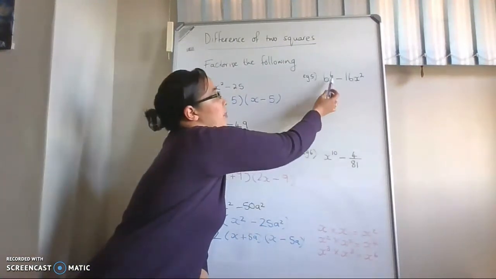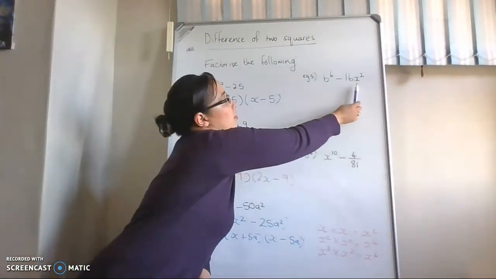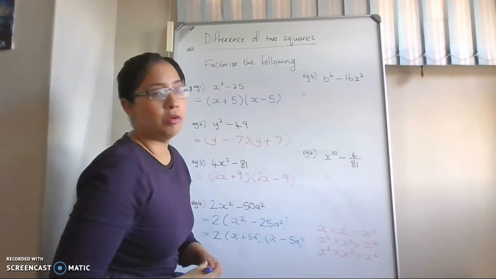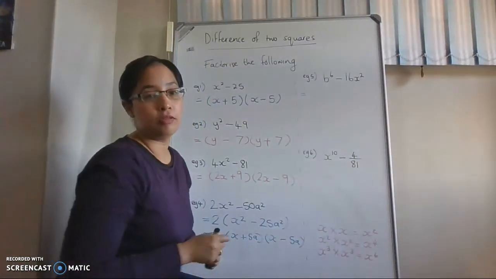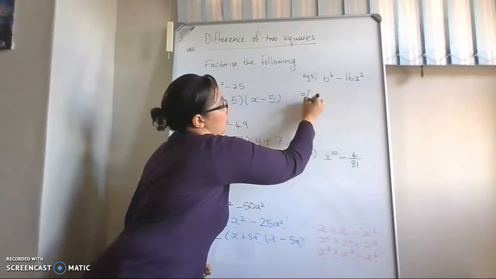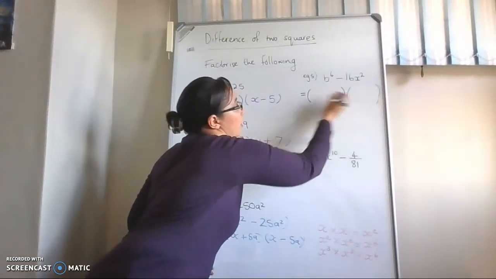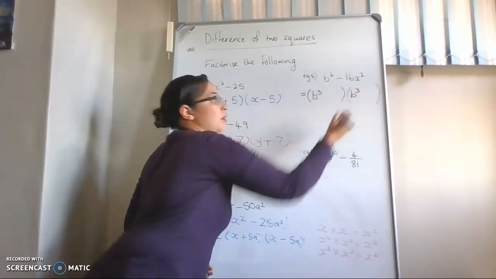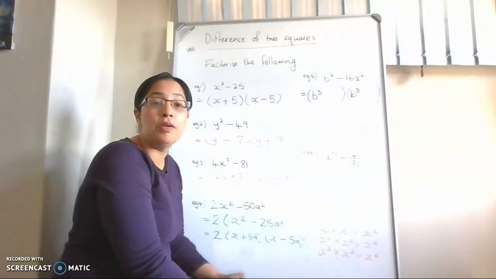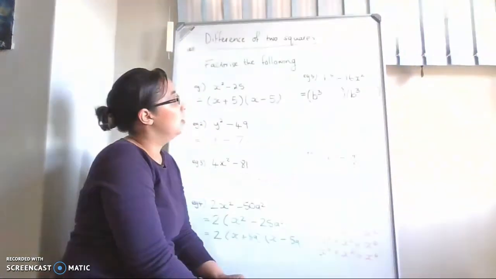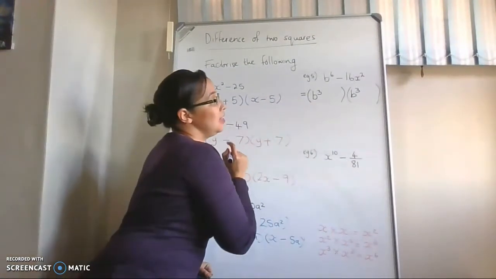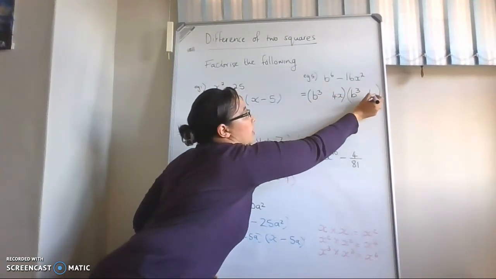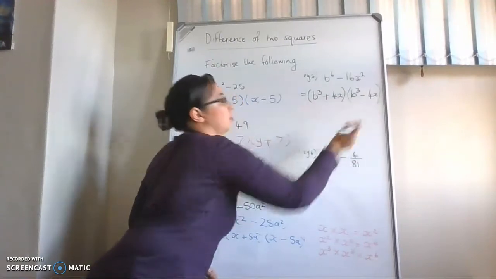Now I've got b to the power of 6 minus 16x squared. What is the square root of b to the power of 6? That would be b to the power of 3, because b to the power of 3 times b to the power of 3 is b to the power of 6. Right, so looking at 16x squared, that's going to be 4x and 4x, plus and minus.